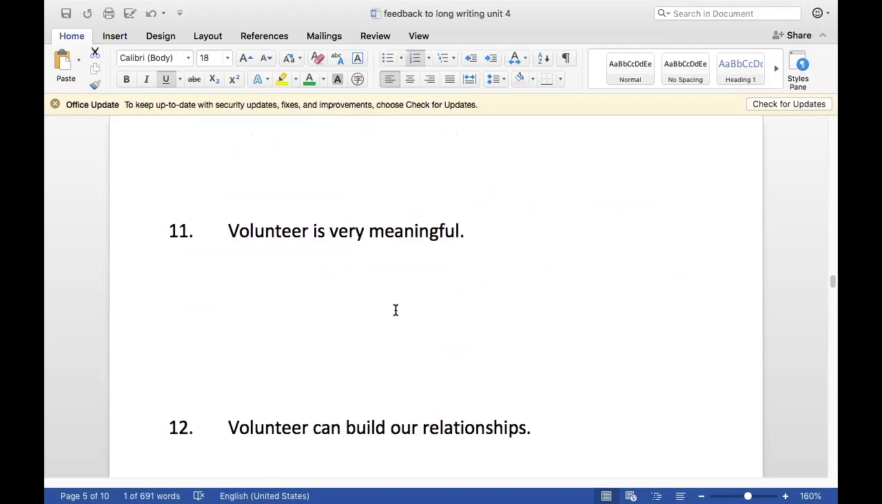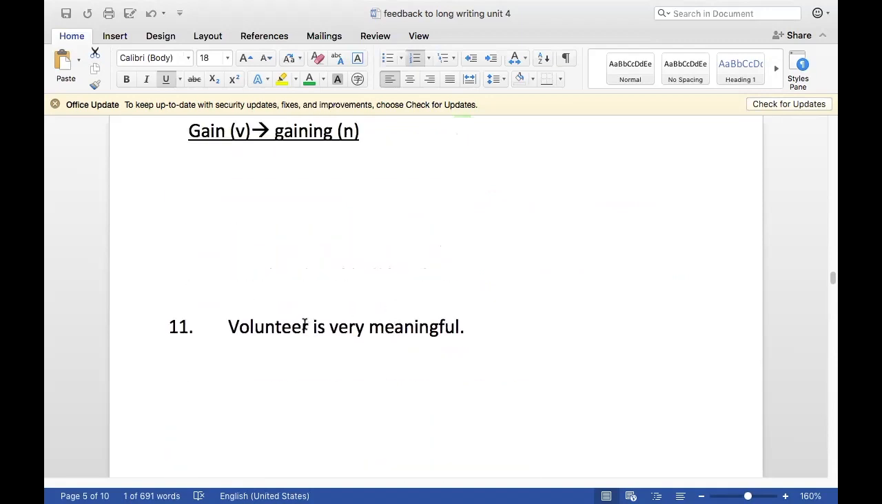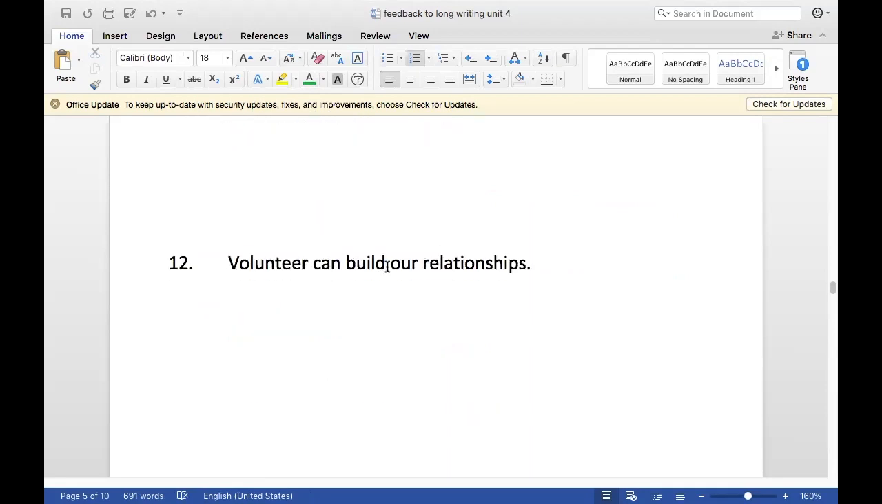All right, number 10. Volunteer is very meaningful. Volunteer is a person, okay? Not the person. What you mean is an activity, volunteering. Yes. 12. Volunteer can build our relationships. Yes, first of all, you mean the activity can help you expand your networks. But when you say build relationship, better put help, okay? Can help build a relationship or can help us build a relationship, help, okay?